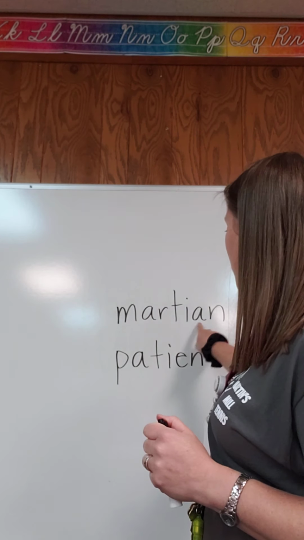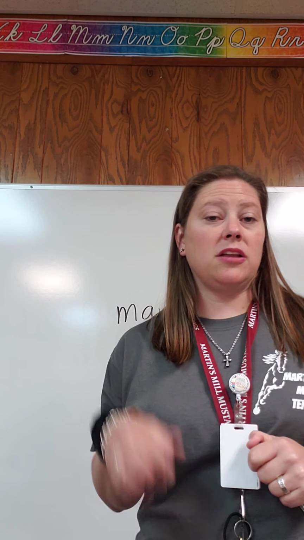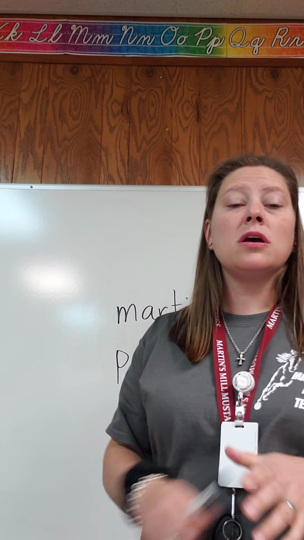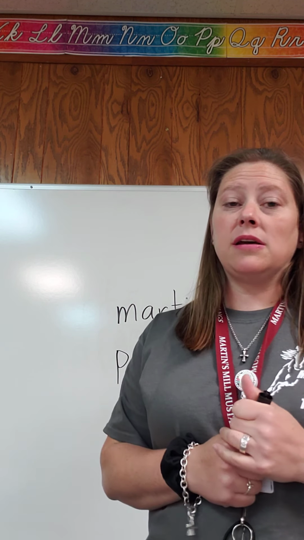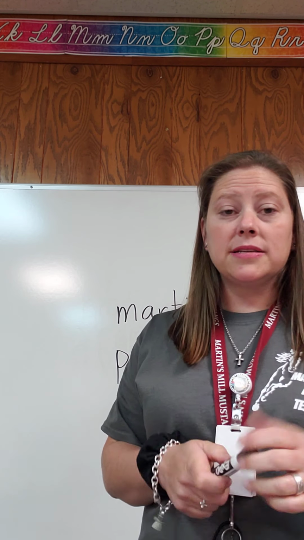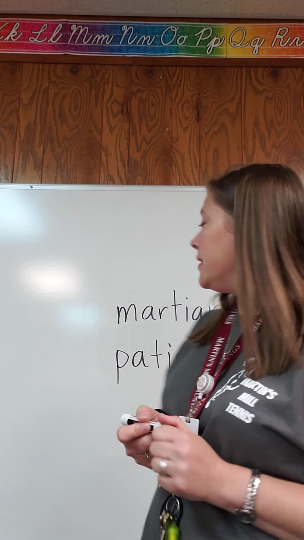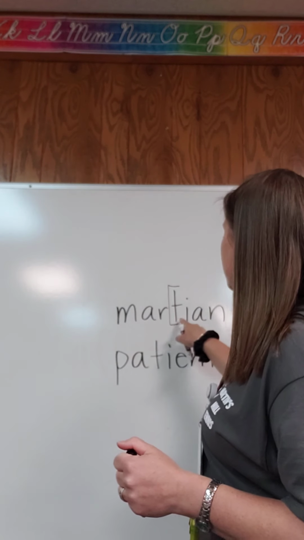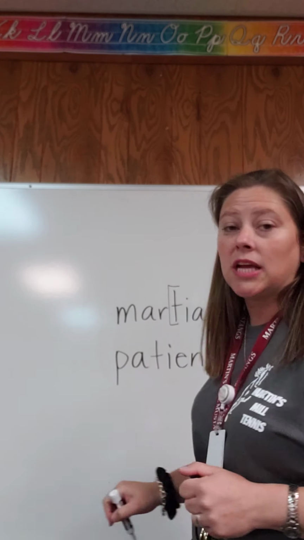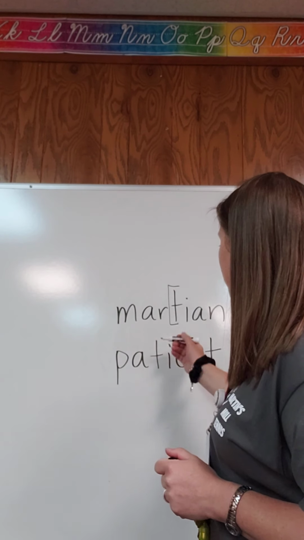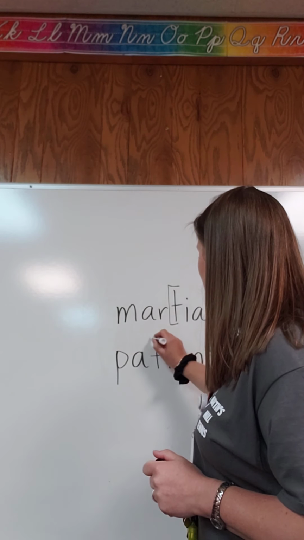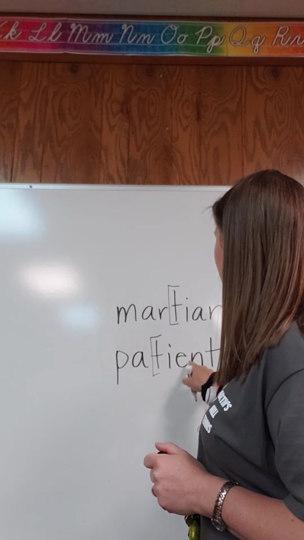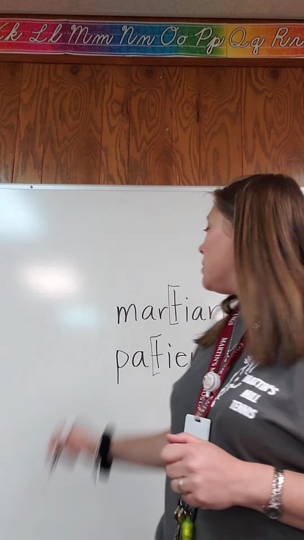Okay, Martian, patient. Again, you hear a similar medial sound. What is it that's making those sounds? That's right, it's going to be the T and the I. So at this point, we see Martian has a final stable syllable, T-I-A-N, shun, and patient has a final stable syllable, T-I-E-N-T, shunt.